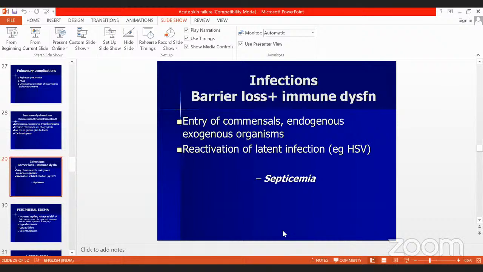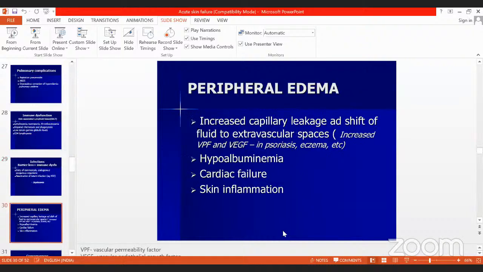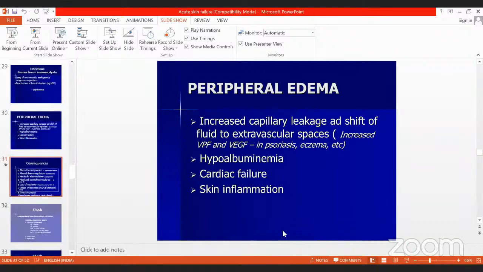These patients need to be isolated. We should not have 25 people coming into the room every day to see the patient, because the most important thing is to prevent that infection from happening. In addition, you can have reactivation of latent infections like herpes simplex infection, which will all result in septicemia. Peripheral edema happens due to a host of causes because of hypoalbuminemia, cardiac failure, and due to increased capillary leakage.